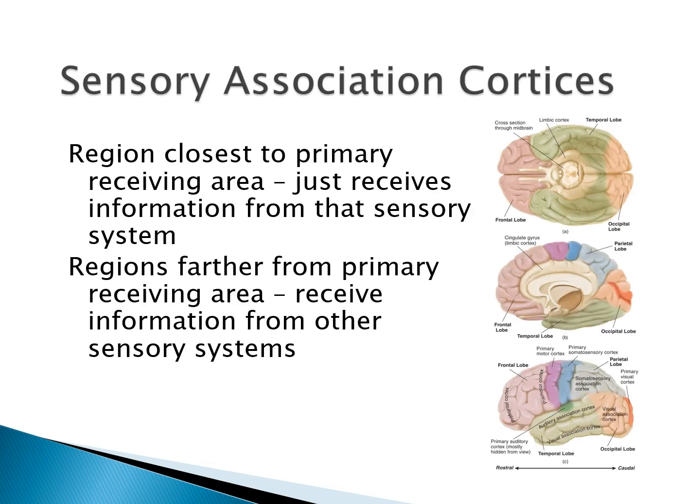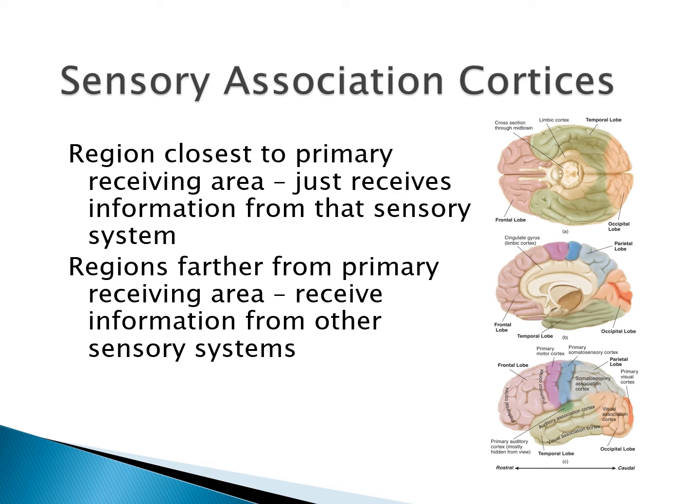I think it's good to put in here that we have these sensory association cortices as we get farther from the primary receiving area, where the primary receiving area is the first region of the cortex that is receiving whatever sensory information we're talking about. As we get just outside of that, we're still just getting information from that sensory system. But as we get farther from the primary receiving area, we want to put that information together.